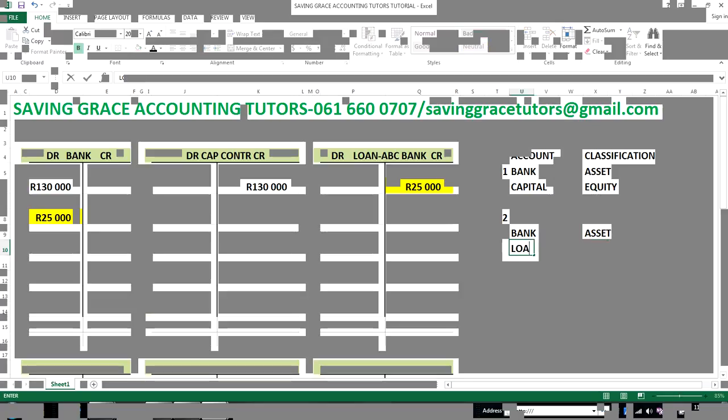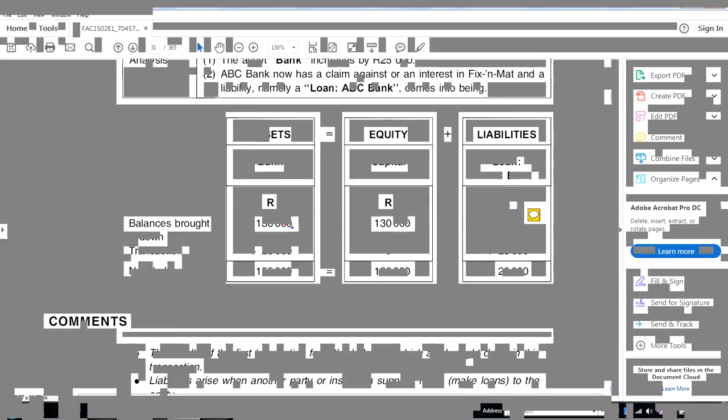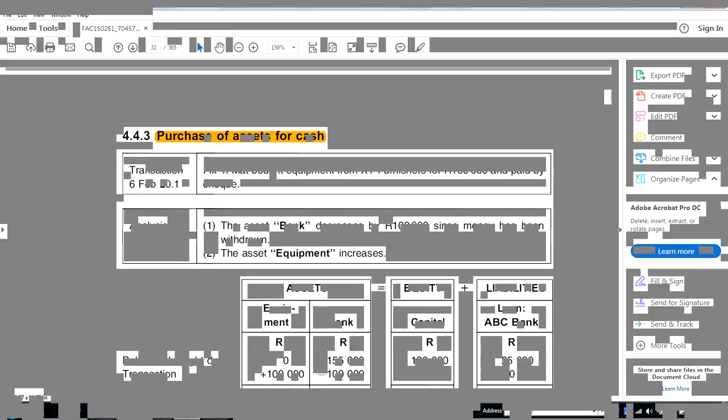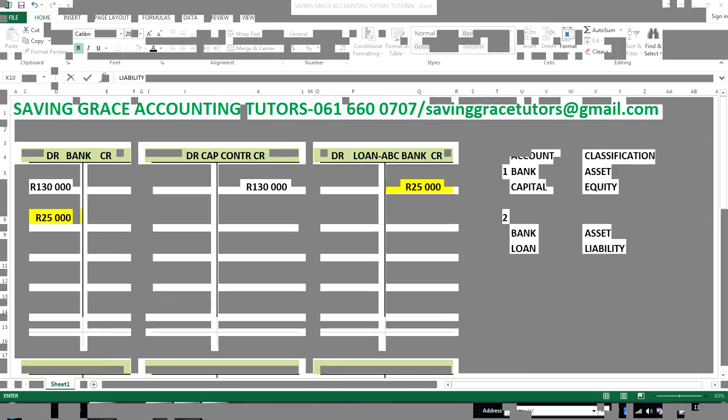And then we have our other account called loan, which is a liability. And we mentioned that liabilities increase on the credit side, and when you pay them off, they decrease on the debit side. So now we had started in the previous tutorial with our third transaction, which was that we had acquired an asset for cash. So let's quickly have a look at the effect that this transaction would have on our T account.